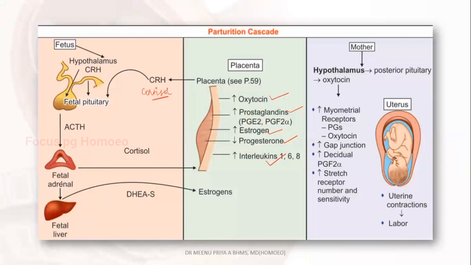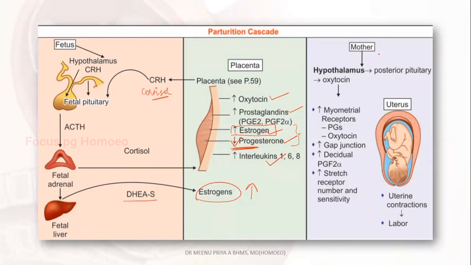After that, the ACTH from the fetal adrenals also stimulates the fetal liver, which secretes DHEAS, and this is responsible for the increase in estrogen. The main hormone here is estrogen, because the pregnancy-maintaining hormone is progesterone. So progesterone should reduce here. The reduction of progesterone and increase in estrogen is the ideal situation for contraction to happen. If progesterone increases, contraction will not happen, because progesterone is a relaxation hormone. So these are the changes which happen in the fetus.